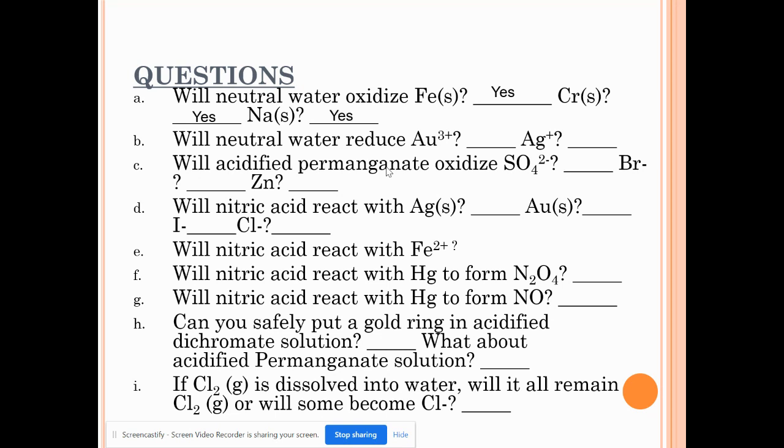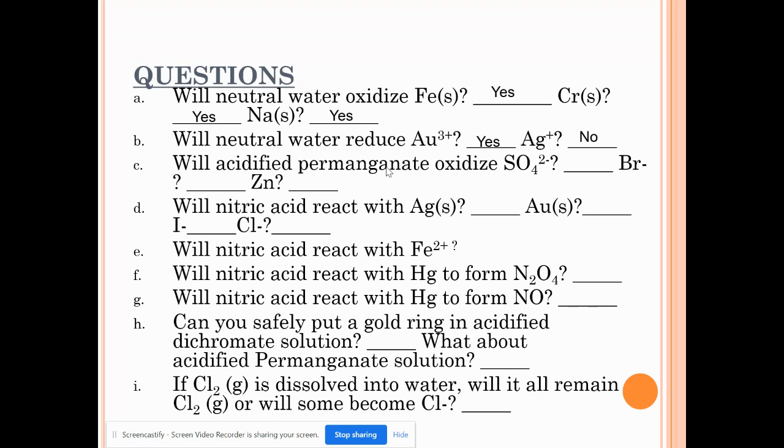Will neutral water reduce Au3+? All right, so look at your table. Yes, it's going to reduce Au3+. We see Au3+ is above and on the left, and our water is below and on the right at 0.82. Ag+, no, it's not going to do Ag+. We can see Ag+ is below and on the left of the water. So Ag+ is at 0.80, and water's just above it at 0.82. It's above and on the right, so it's not going to reduce.